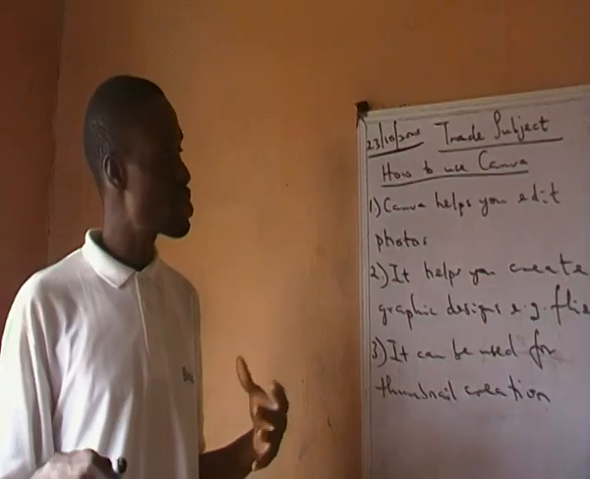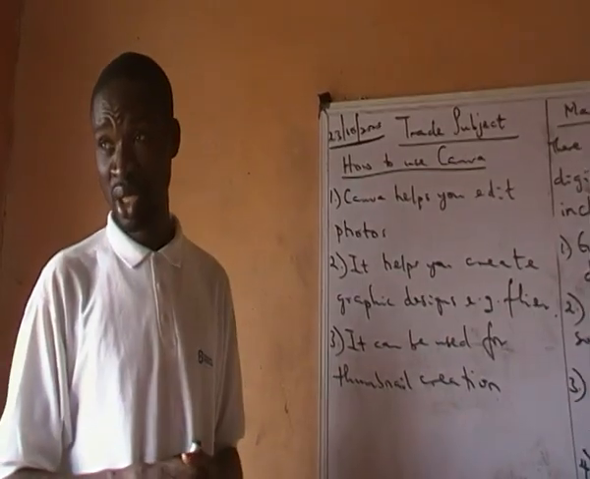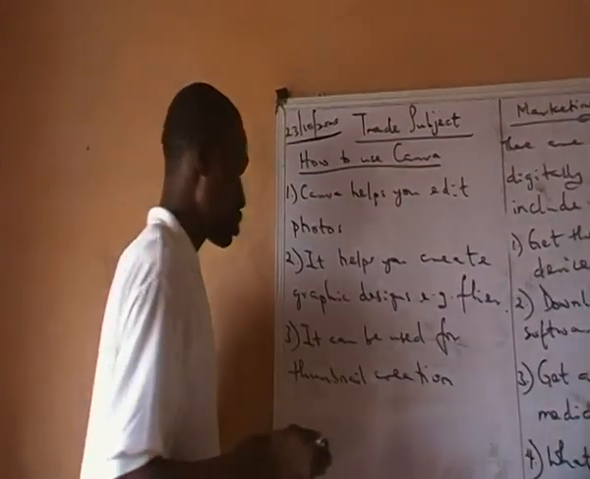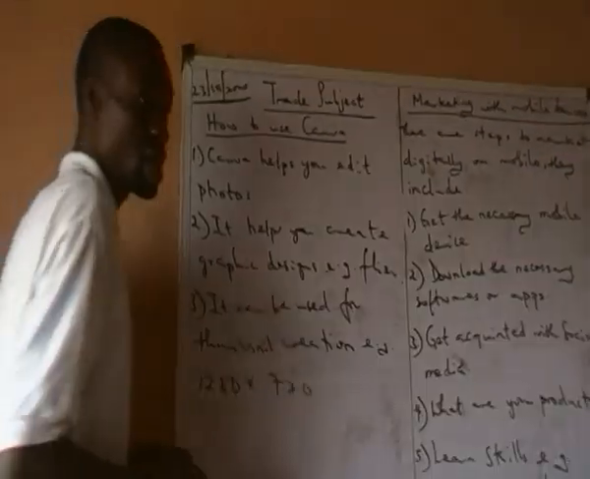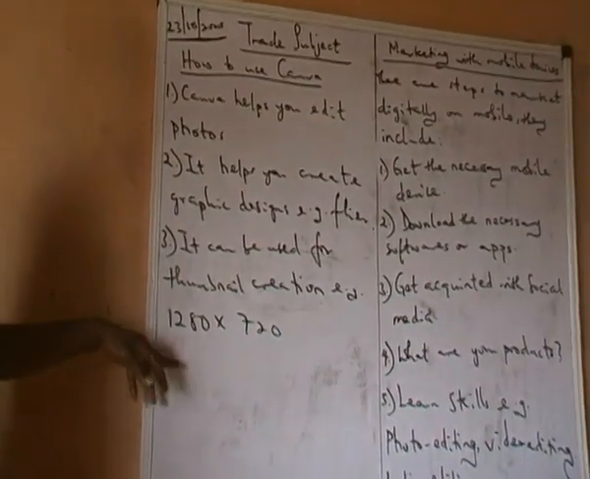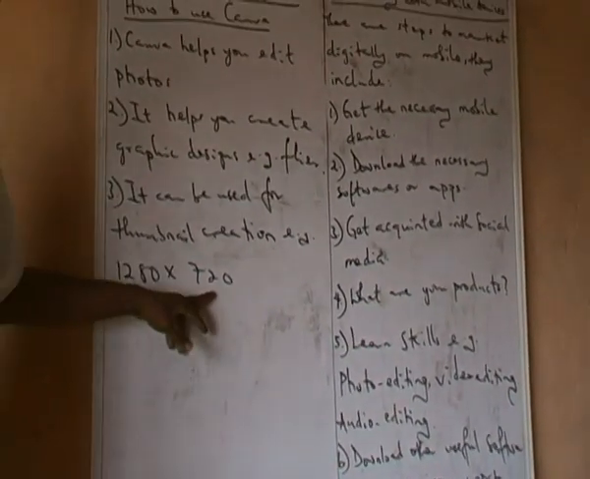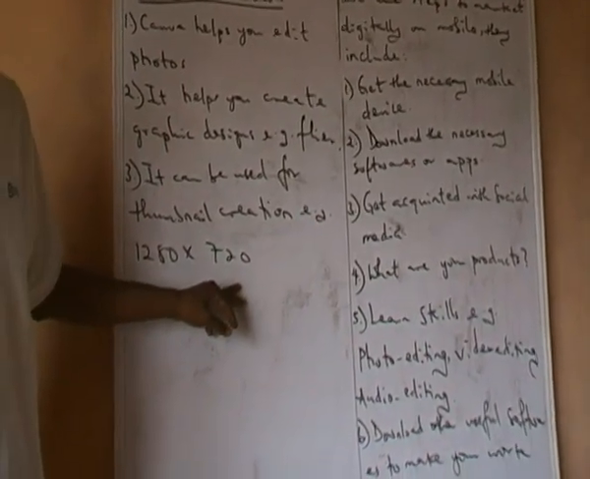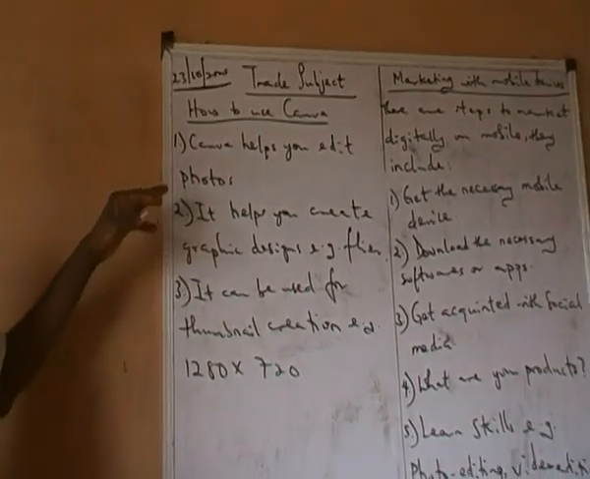Meanwhile, while I'm trying to post content on YouTube, there's an option where I can upload my thumbnail. The thumbnail dimension for YouTube is usually, e.g., 1280 by 720. This is the width, and this is the length. Sorry, this is the length and this is the breadth. Do you get me? So it can help you create your thumbnail. You can use it to create designs. You can use it to create flyers.